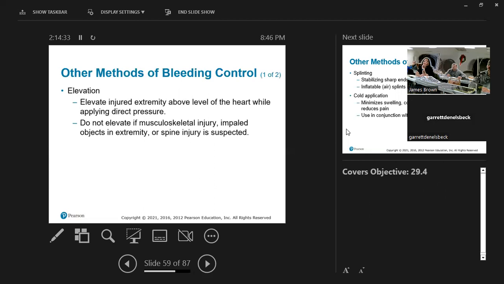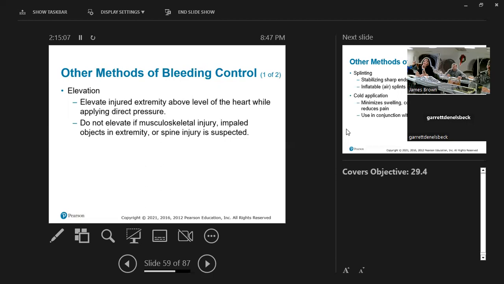Okay. So other methods to control bleeding, obviously there's the elevation. If you have an extremity, you can raise it higher above the heart, unless there's some sort of injury, like broken bones or spinal injury or something like that. This would be more for your capillary bleeds, to be quite frank about it. If you have a venous bleed or an arterial bleed, elevation is not going to stop it. And so you're going to have to go with more aggressive means of intervention.